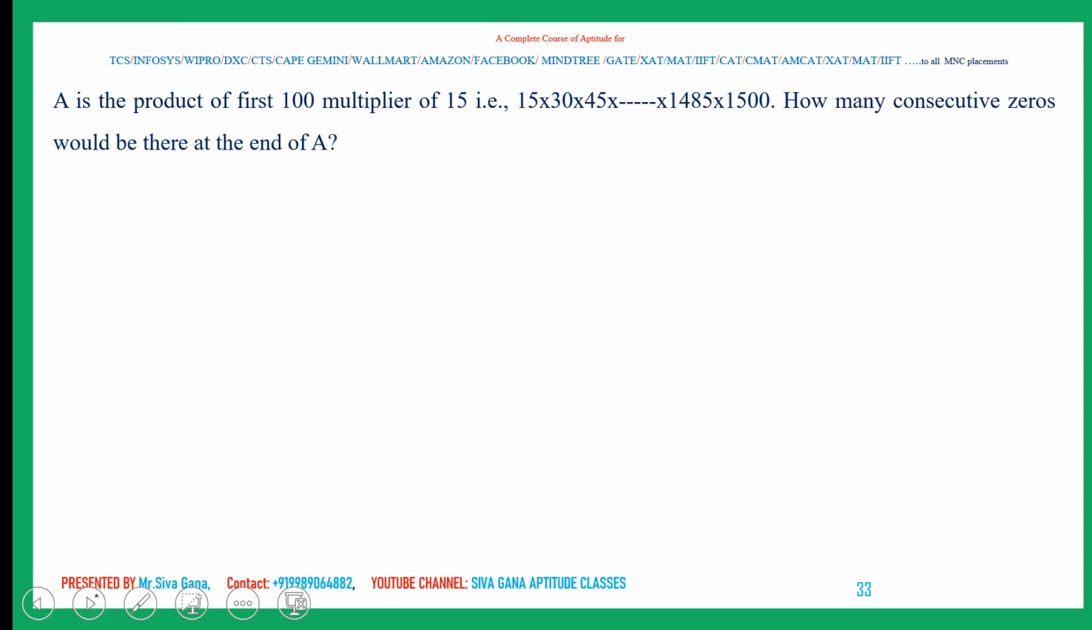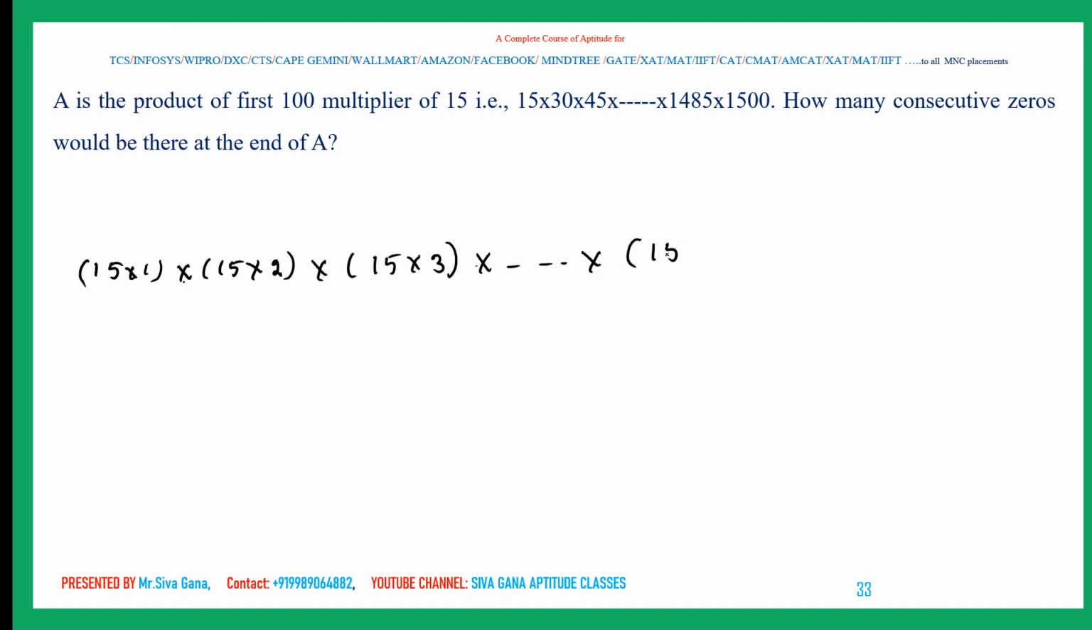Now, A is the product of the first 100 multiples of 15. How many consecutive trailing zeros? This is 15, so 15 into 1. Next is 30, which is 15 into 2. Next will be 45, which is 15 into 3, and so on up to 15 into 100, which is 1500. 15, 15, 100 times, which is 15 power 100, times 1 into 2 into 3 up to 100, which is nothing but 100 factorial.